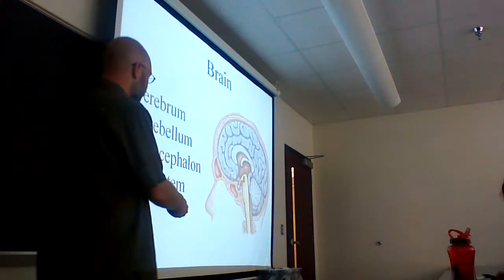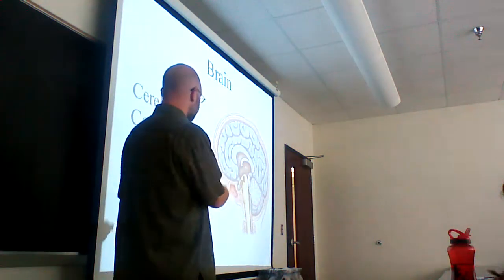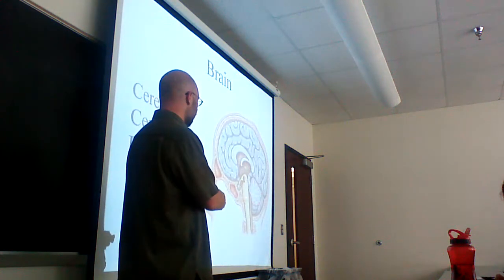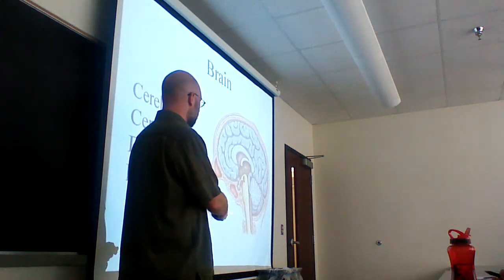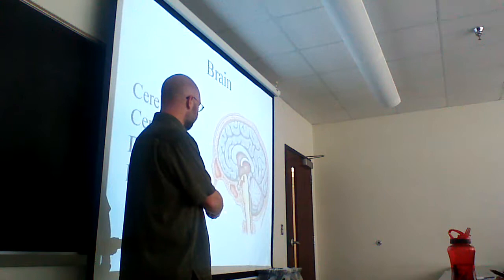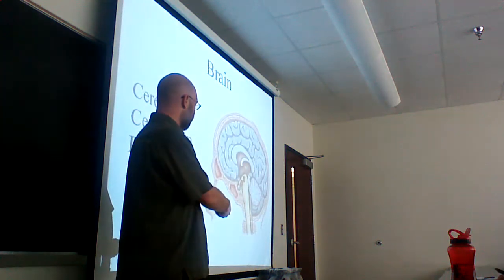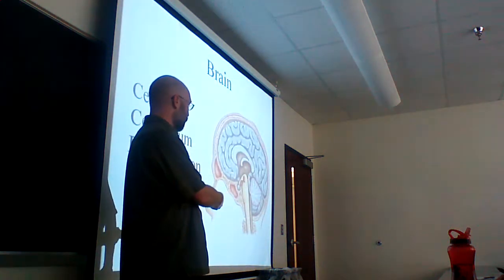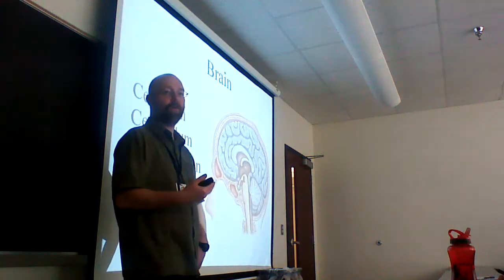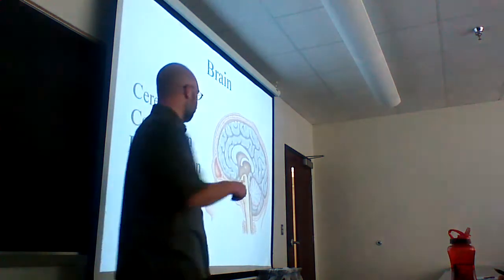So we've got a transition from everything that's in here within the confines of the cranium. There's a hole here. What's the hole? Foramen magnum. Everything above the foramen magnum is brain. Everything below is spinal cord or something else, right?